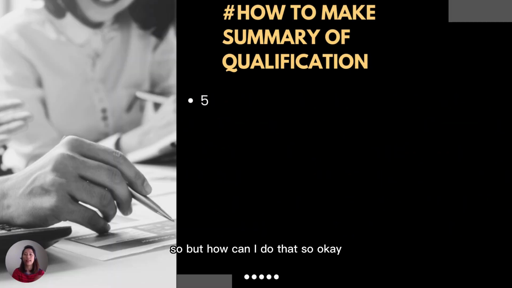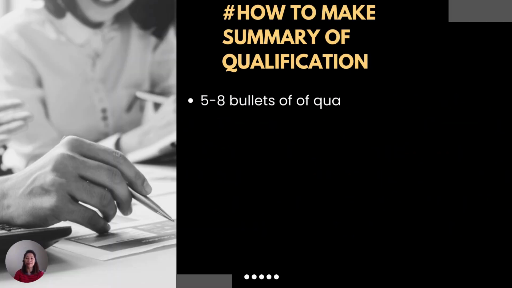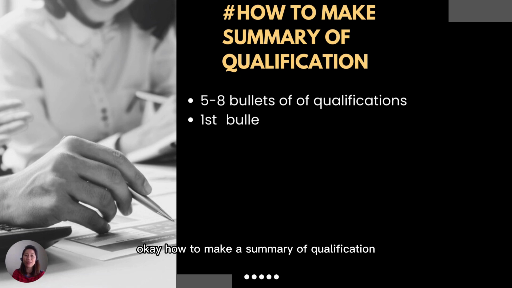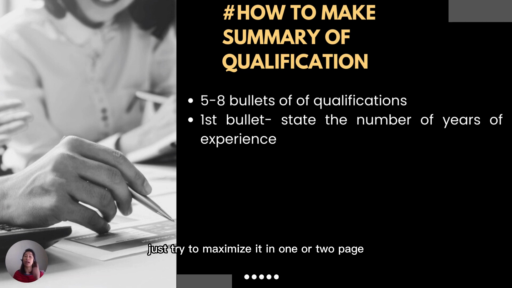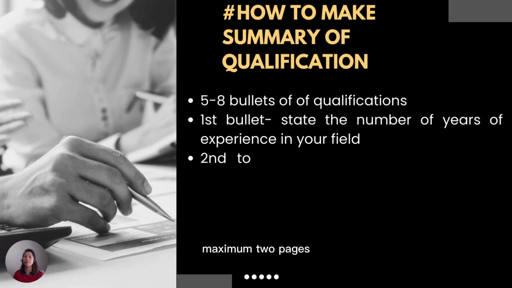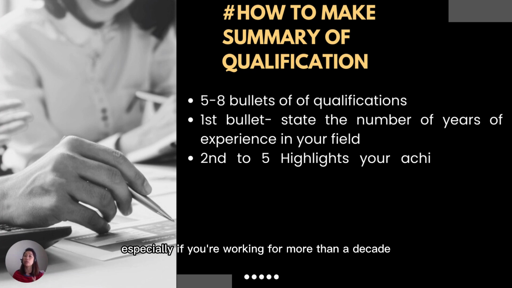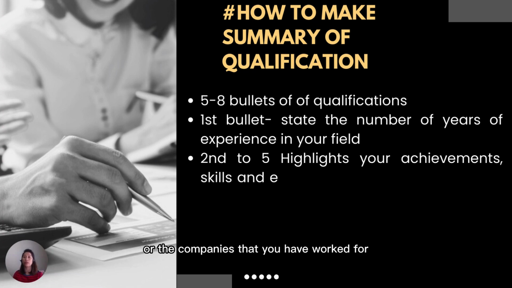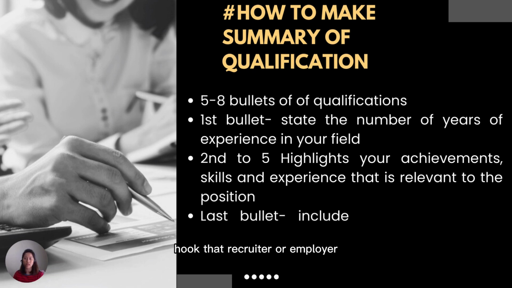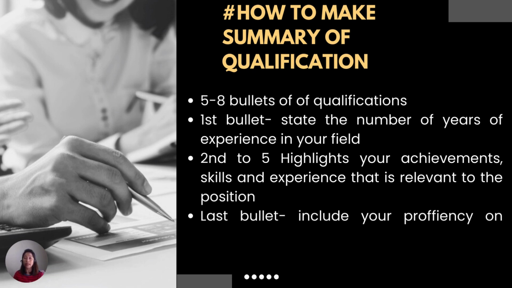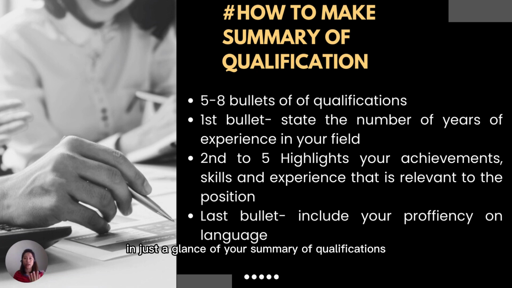So, okay, without further ado, how to make a summary of qualifications. Actually, making a resume, just try to maximize it in 1 or 2 pages, maximum 2 pages. But it's hard, right? Especially if you've been working for more than a decade, your accomplishments or the companies that you have worked for. So this time, you need to hook that recruiter or employer in just a glance of your summary of qualifications, and I'll be sharing with you how you can do it.